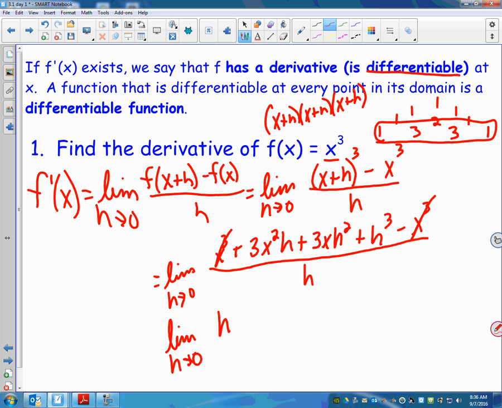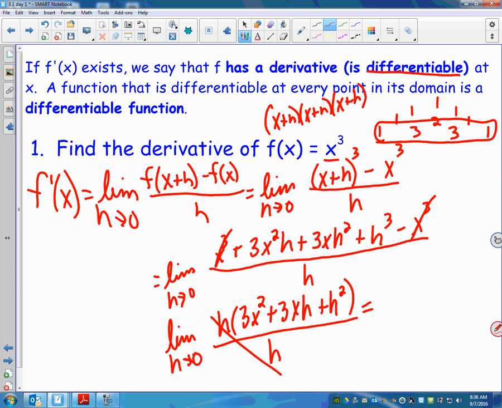So I'm going to factor my h out. I would get 3x squared plus 3xh plus h squared. Again, that's so that I can actually take the limit. So then when I plug in 0 for h, I'm just going to get 3x squared because the rest of this goes to 0. That equals the derivative of that function, which represents the slope at any point on that graph.